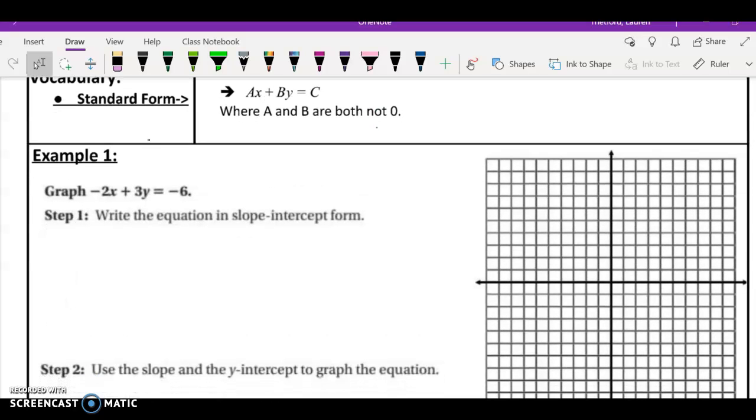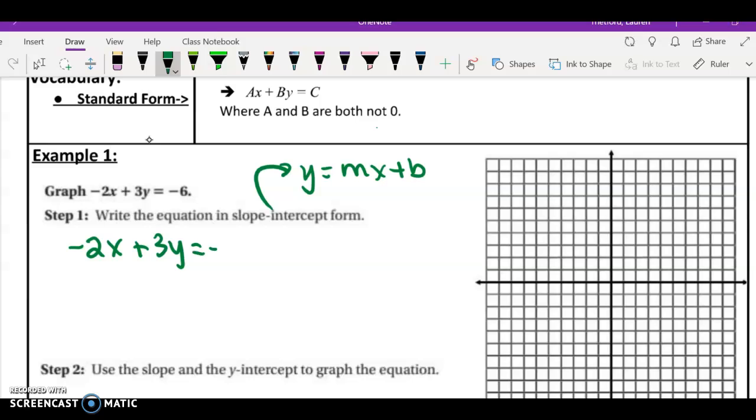In the example, they gave us negative 2x plus 3y equals negative 6. And it says step 1, write the equation in slope-intercept form. Remember, slope-intercept form is y equals mx plus b. This is what we learned last week. So all we're going to do is rewrite our standard form and solve for y, so that y is by itself, and that will get us into slope-intercept form.